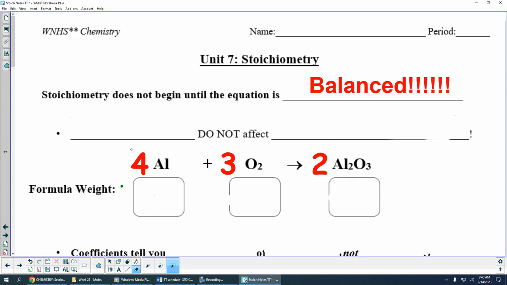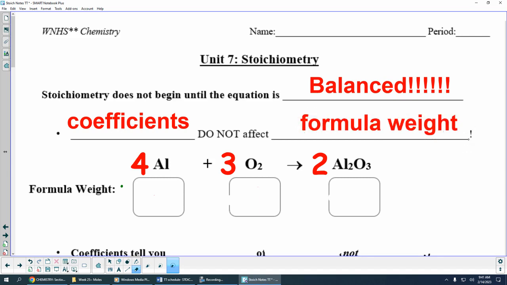Now, the big thing that we have to remember when we're doing stoich is the coefficients. Who can tell me which one is a coefficient? The big red numbers are coefficients. Those big red numbers never affect formula weight. So, what is the formula weight of 1 aluminum? Who has their periodic table? Formula weight of an aluminum?